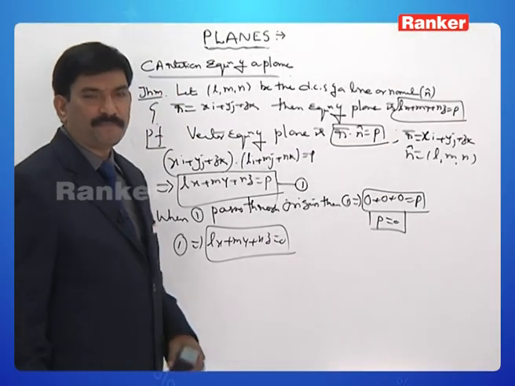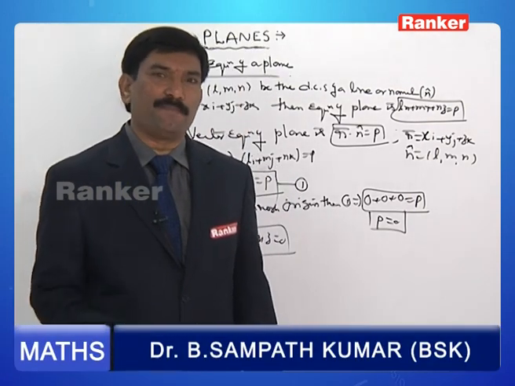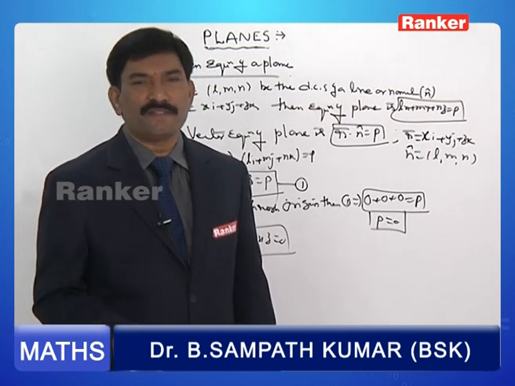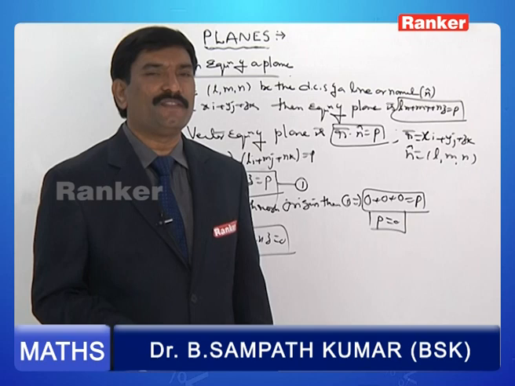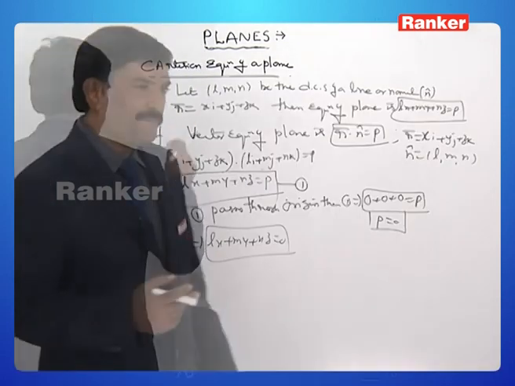Followed? How do you say when a straight line y is equal to mx plus c passes through the origin? c is equal to 0. Quite obvious, y is equal to mx. When you do not have a constant, it is quite obvious. It passes through the what? Origin.